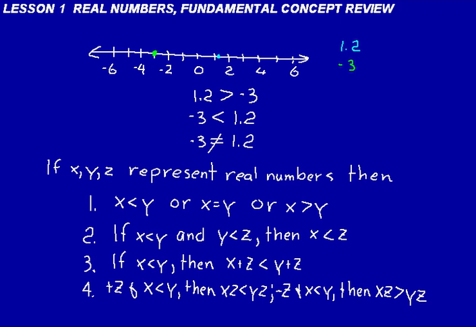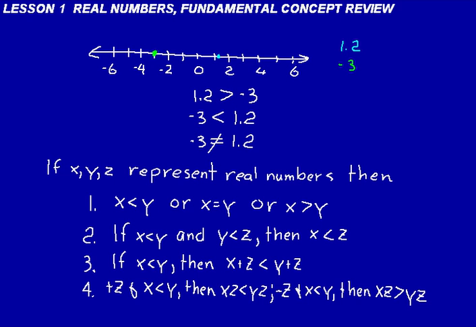The third one there is an addition property, and if x is less than y, or you could substitute any of those symbols in, greater than or equal to, they all would work here. If x was less than y, then x plus z would be less than y plus z. Likewise, if x was equal to y, then x plus z would be equal to y plus z.